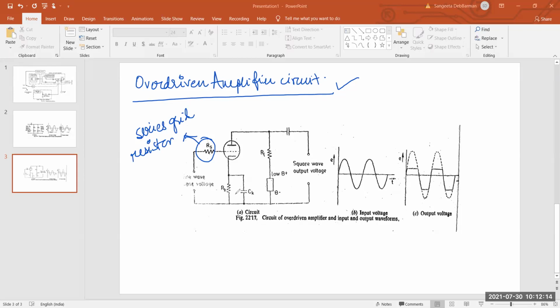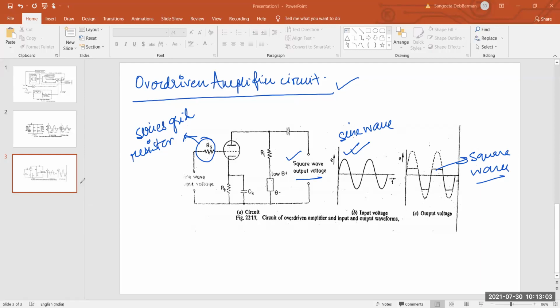The output corresponding to the positive half cycle is flattened almost completely by the flow of the grid current. Okay, and for the negative half cycle of the sine wave, the output becomes flattened again as soon as the cutoff point is reached. So in this particular figure, you can clearly see that using this overdriven amplifier circuit, this is my input sine wave, and the output I'm getting is a square wave. It's written clearly, square wave output voltage. So the resulting wave shape looks similar to that obtained from the diode clipping circuit, but here the amplitude is high.